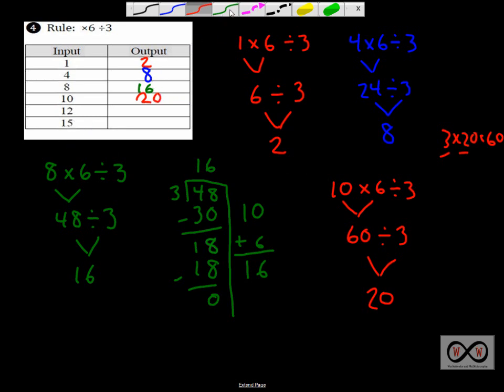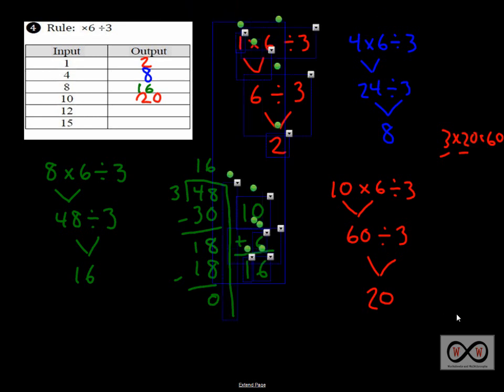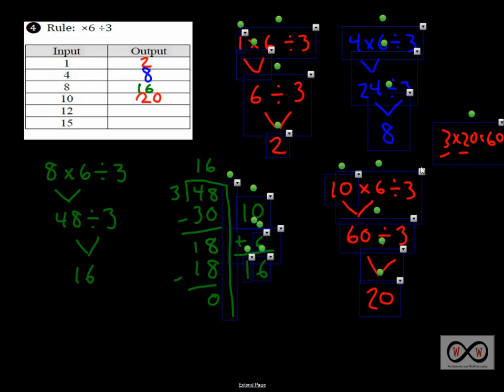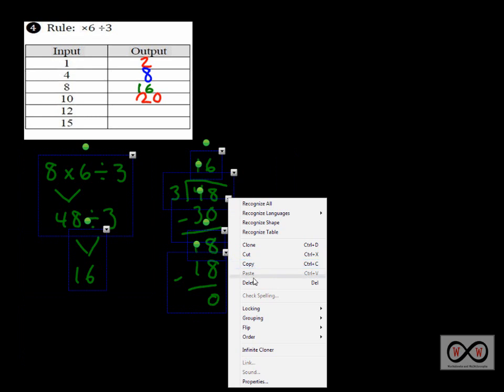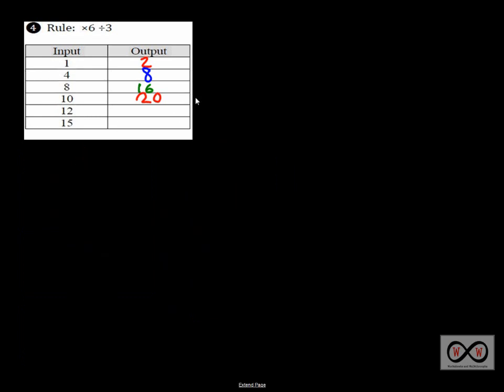Now we've got a 12. Now let me make some space to work in. All right, so we're going to input 12 and apply the rule. So we've got 12 times 6 divided by 3 would be our rule here.